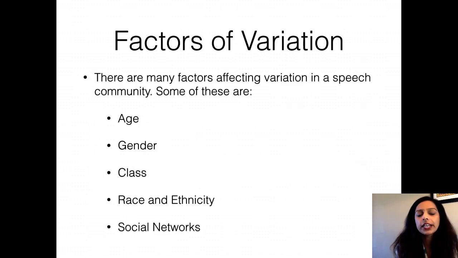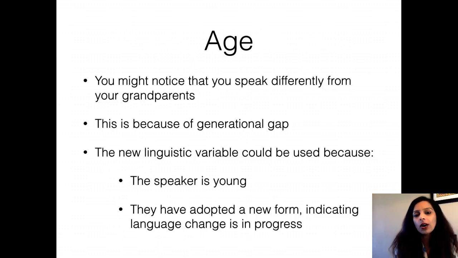There are different factors of variation. Some of these include age, gender, class, race and ethnicity, and social networks. Age is really simple. There's a generation gap when you speak with your parents or with your children. Very often people change their language because of things they learn from their peers, from pop culture, media, etc. Therefore, we can conclude that language change is real and happens today as we're speaking right now.